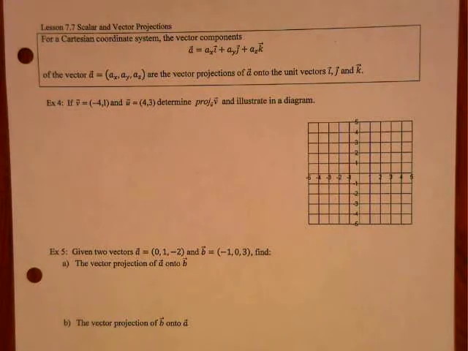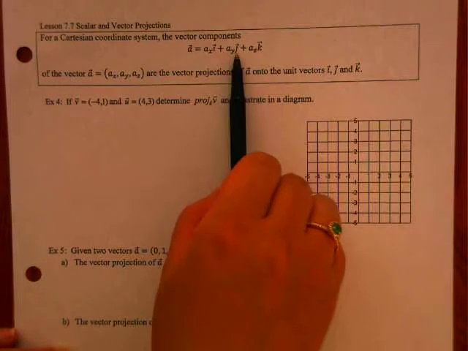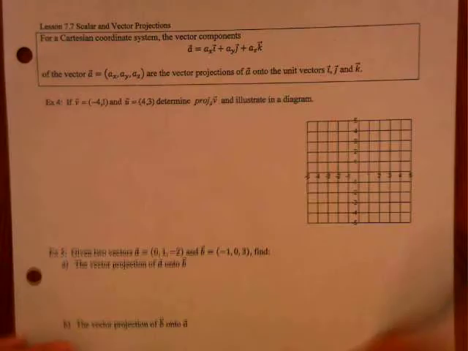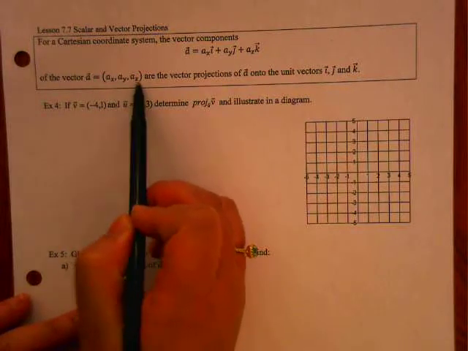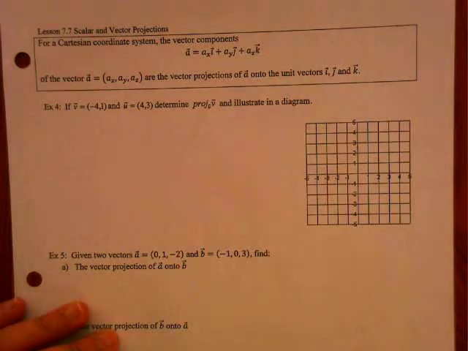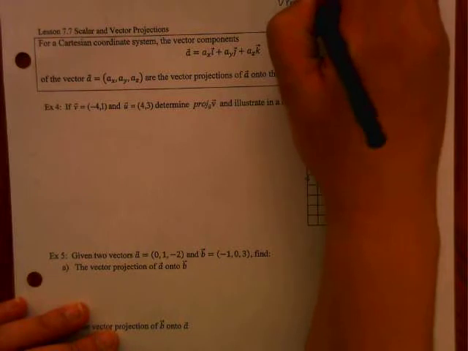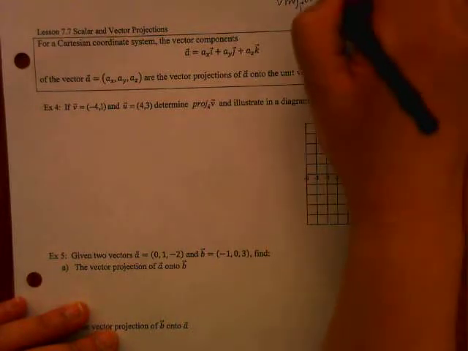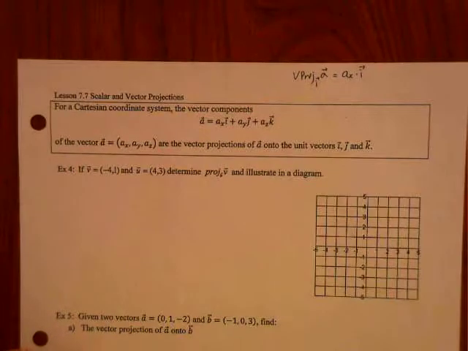Okay, for a Cartesian coordinate system, the vector components of vector A are ax times vector i plus ay times vector j plus az times vector k. Of the vector A with the components ax, ay, az, they are the vector components of A onto the unit vectors i, j, and k. So meaning the vector projection of A onto i is ax times i, right there.